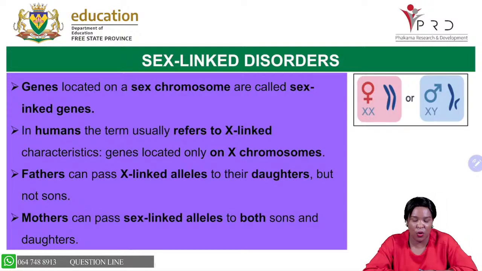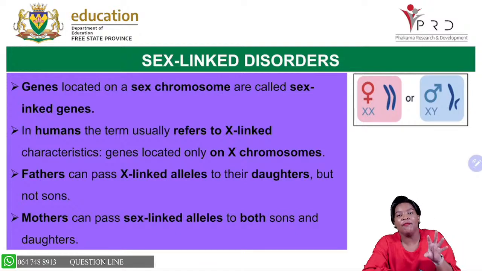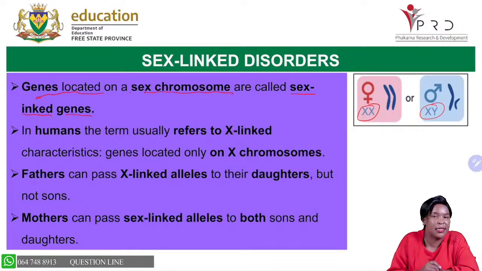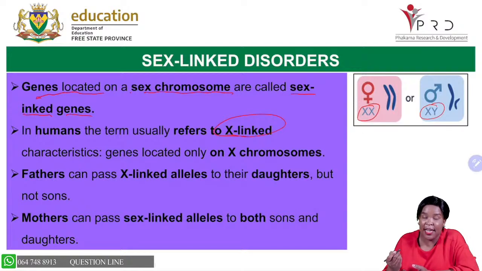Now, the sex-linked disorders. This is where you are doing a genetic cross, where you are told that a particular condition is caused by a sex-linked gene, or it is sex-linked. So what are these sex-linked disorders? These are the genes that are located on the sex chromosomes. What are the sex chromosomes? They are the XX and the XY. So they are also called sex-linked genes. In humans, the term usually refers to X-linked. So even if you say they are X-linked, because they are mostly found on the X chromosome.